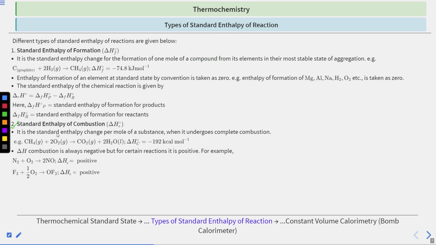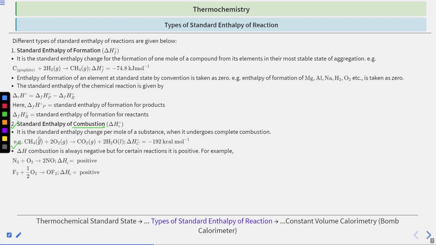The second is the standard enthalpy of combustion, that is delta H naught C. It is the standard enthalpy change per mole of a substance when it undergoes complete combustion. As the name says, in combustion reactions we use the standard enthalpy of combustion. So when one mole of a substance is undergoing complete combustion, we use the standard enthalpy of combustion.